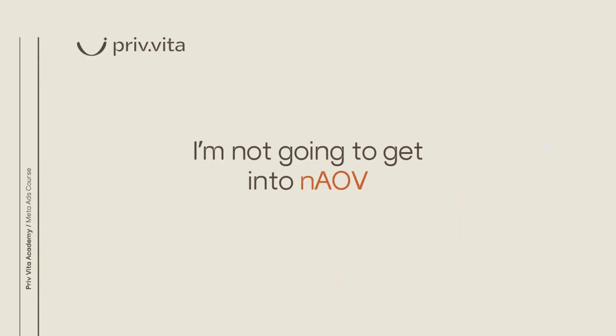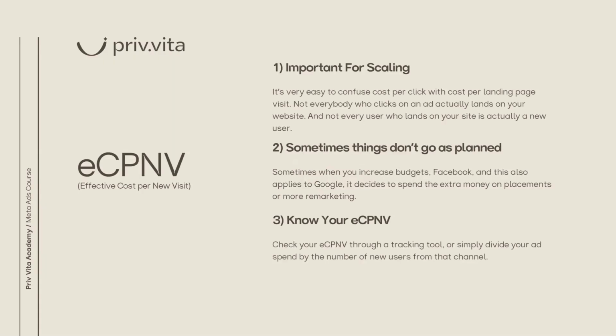I'm not going to get into NAOV. That's basically what I just explained for average order value, but specifically for new users. It's also important to know what new customers are willing to spend with you, but let's not get deep into it since we're just starting out. ECPNV, this stands for effective cost per new visit, which is basically what you're paying for a new visit. This is an important metric to follow when you're scaling.